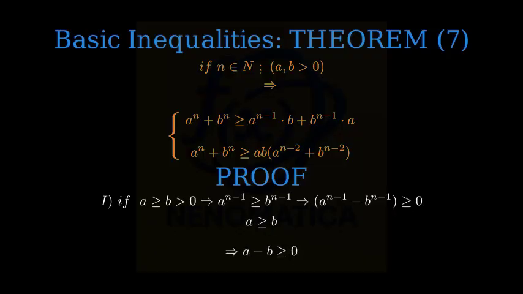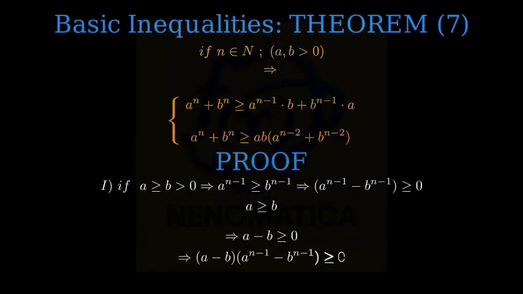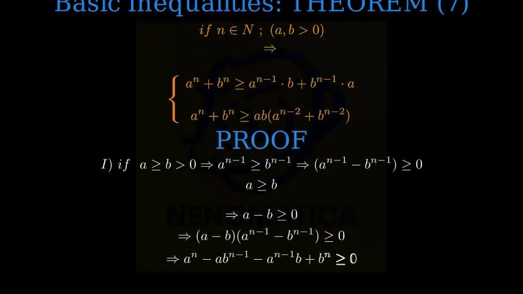Since a is greater than or equal to b, we can say a minus b is greater than or equal to 0. Next, we can say that the product of a minus b and a to the power of n minus 1 minus b to the power of n minus 1 is greater than or equal to 0. When we expand this expression, we get a to the power of n minus a times b to the power of n minus 1 minus a to the power of n minus 1 times b plus b to the power of n, which is greater than or equal to 0.